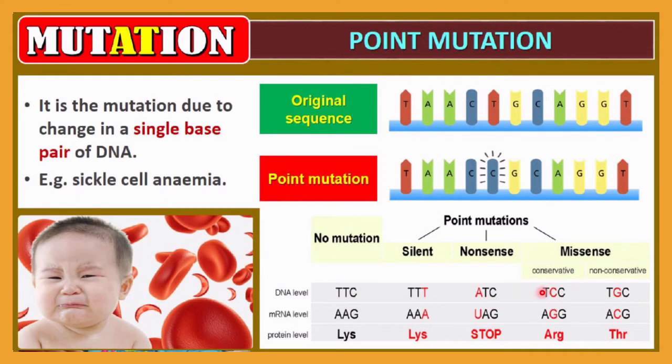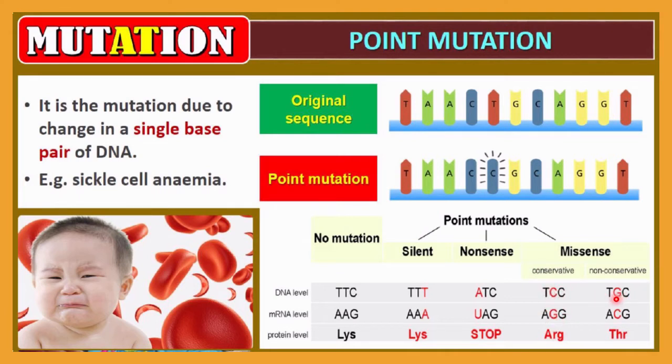Okay, a pyrimidine will be replaced with a pyrimidine. So here T, the pyrimidine, is replaced with C, which is also a pyrimidine. As a result, mRNA will be formed, but here you can see this purine is replaced with a purine. Such a type of missense point mutation is called the conservative type.